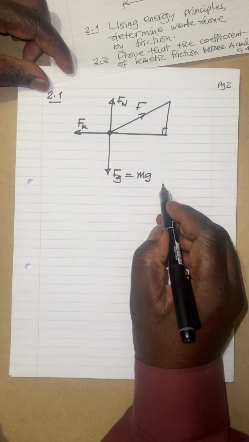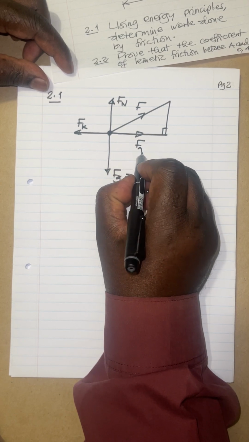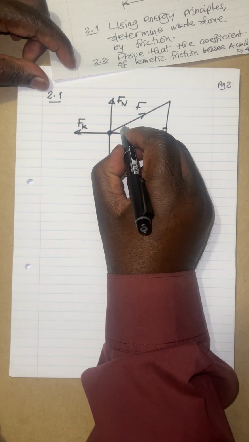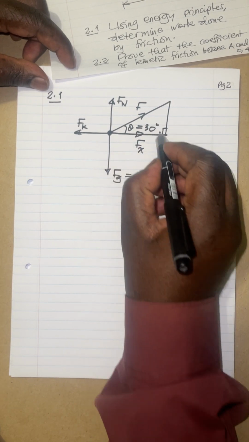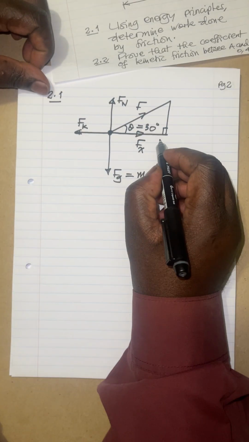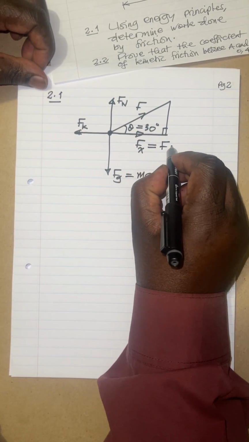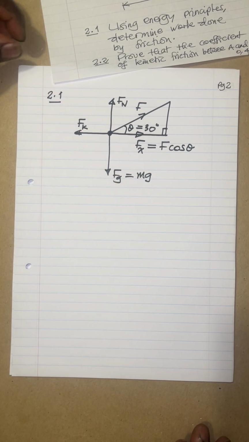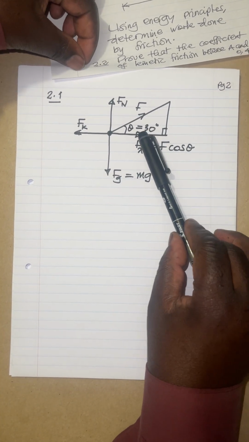We're not interested in the vertical component. We're only interested in Fx, the component of this force in the horizontal direction. Remember, this is our angle theta, and theta equals 30 degrees. And in lesson 1, I did show you that this is exactly equal to F cosine theta if you use the trig ratio cosine in that right angle triangle.